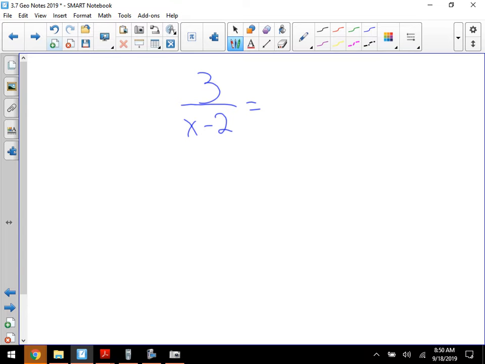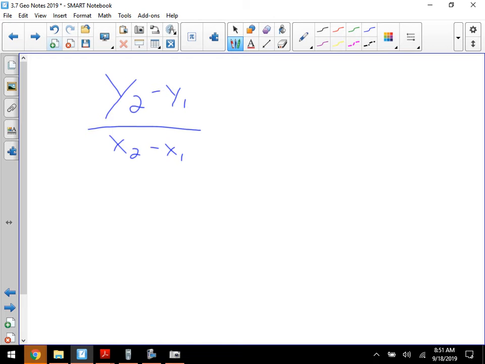And when you look at this, what can't x be here? It can't be 2, because if it's 2, what becomes of the denominator? It becomes 0. Can you divide by 0? No. That's where the undefined slope comes in. If you look at your equation, if the x values in the denominator are the same, you have an undefined slope.